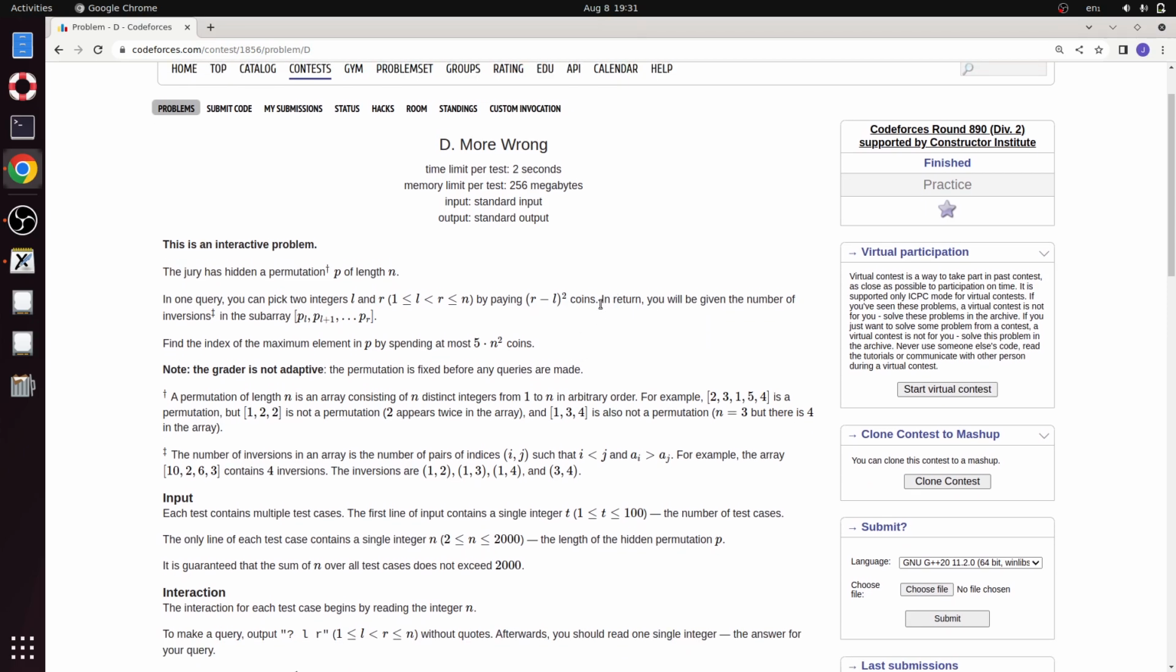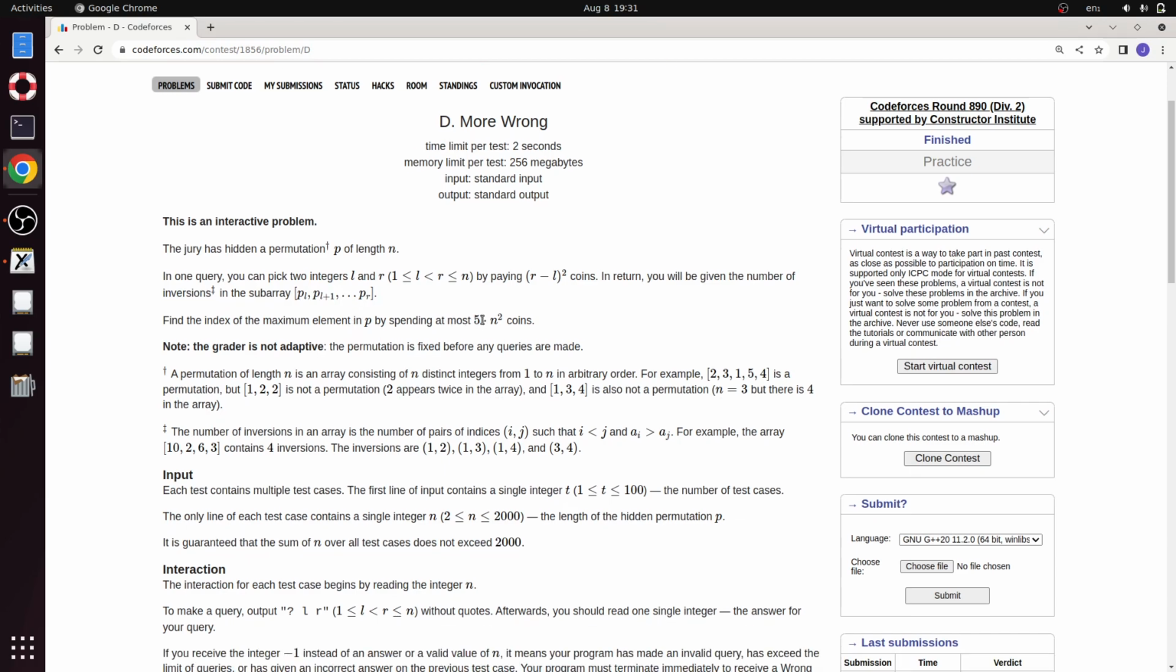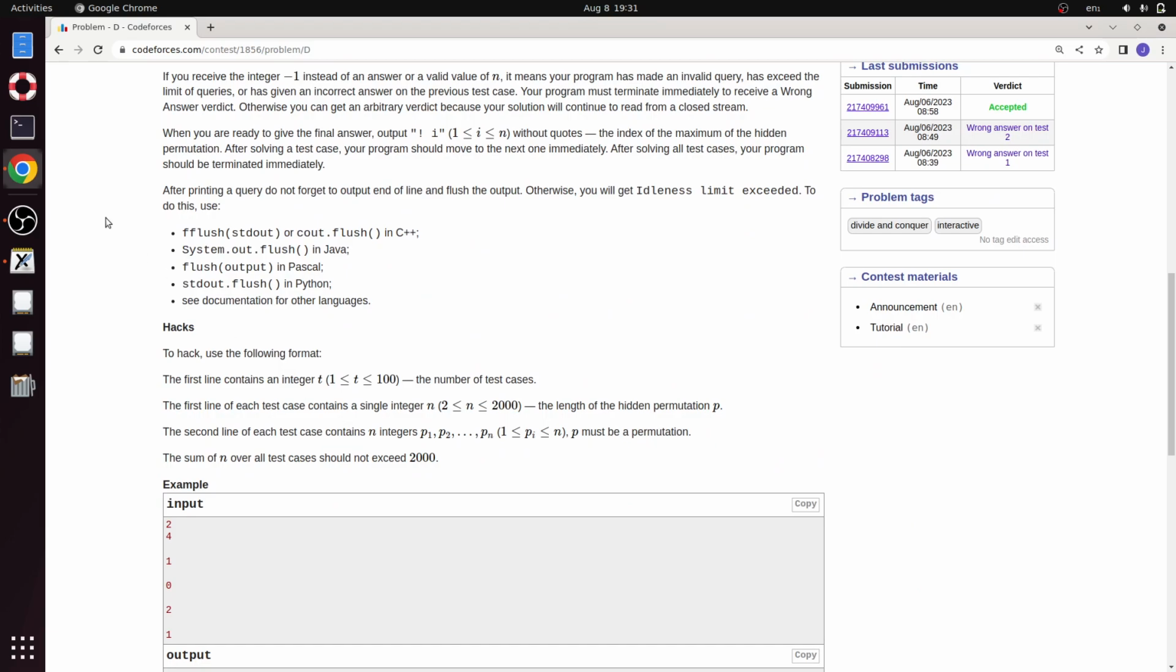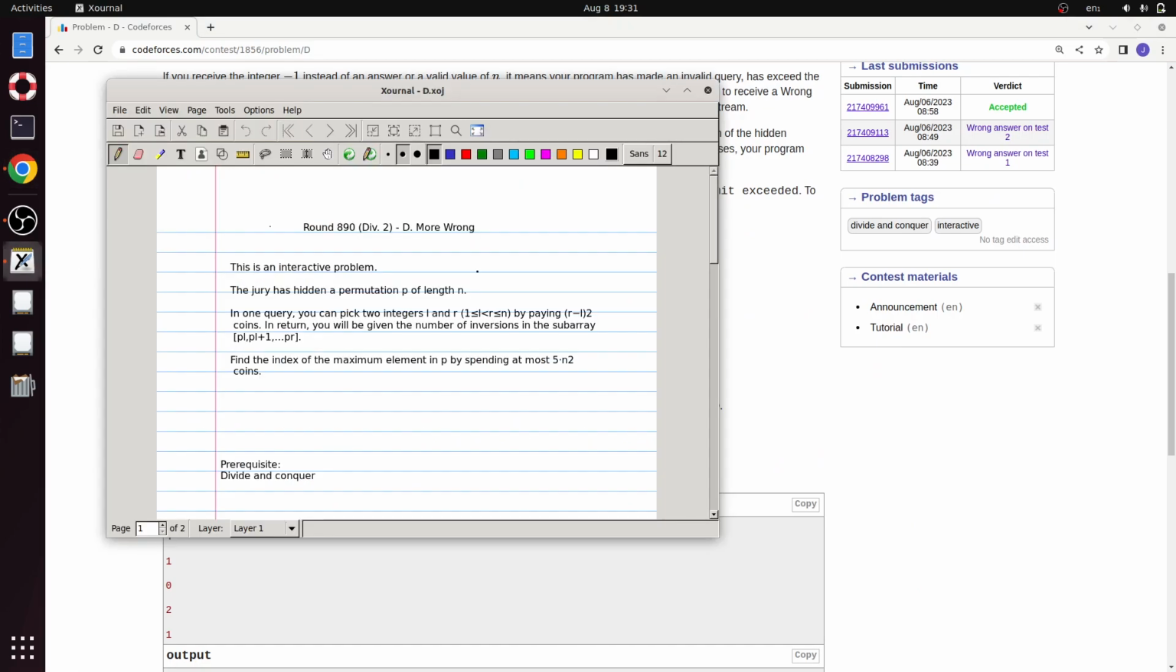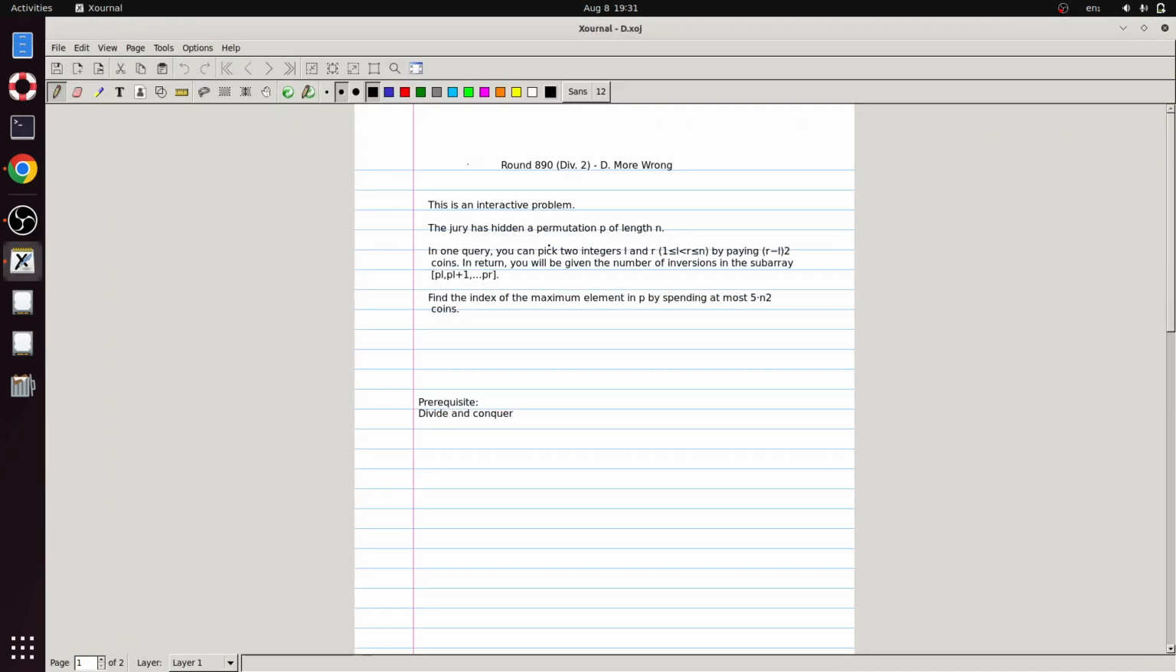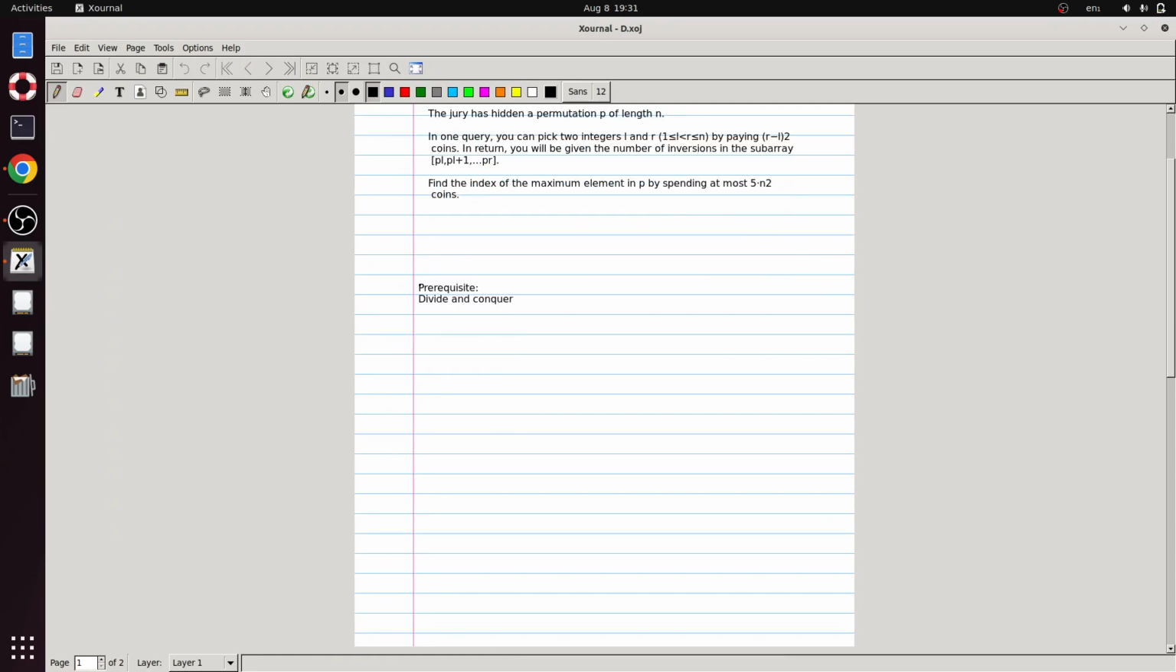In answer to this query, the jury will return the number of inversions in the subarray of the permutation from L till R. And the number of coins we have is 5n squared. So within 5n squared, we have to find the maximum element in P. Okay, so let's discuss this problem. One of the prerequisites for this problem is the divide and conquer technique.